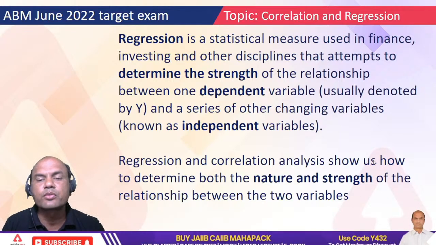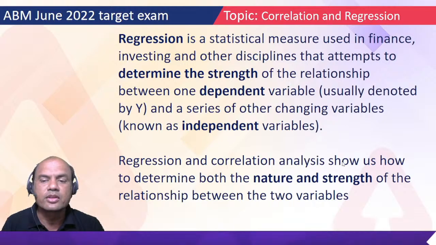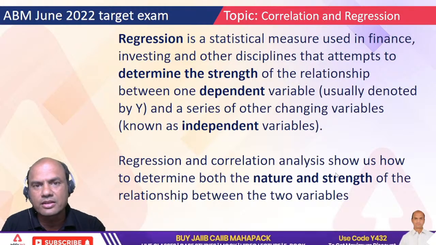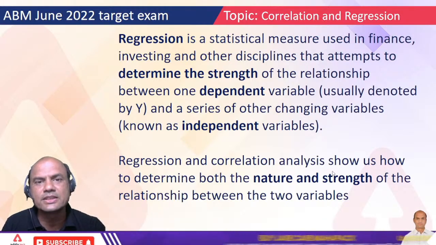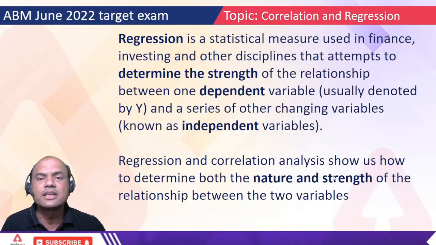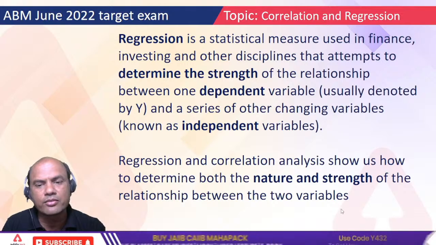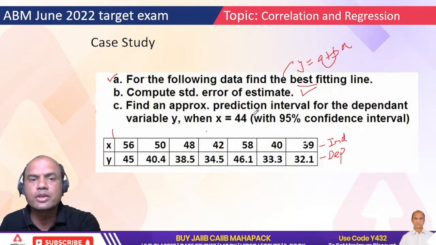Strength means the coefficient of correlation, R. This R gives you the strength, meaning how strongly they are related. If R is nearer to 1, we'll see that in the problems also, it means that it is a direct proportion. If x moves by 1 unit, y will also move by 1 unit. Let's move to the case study.